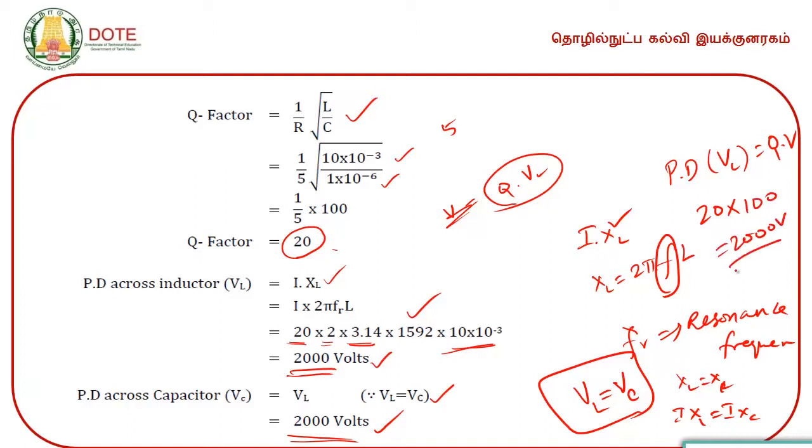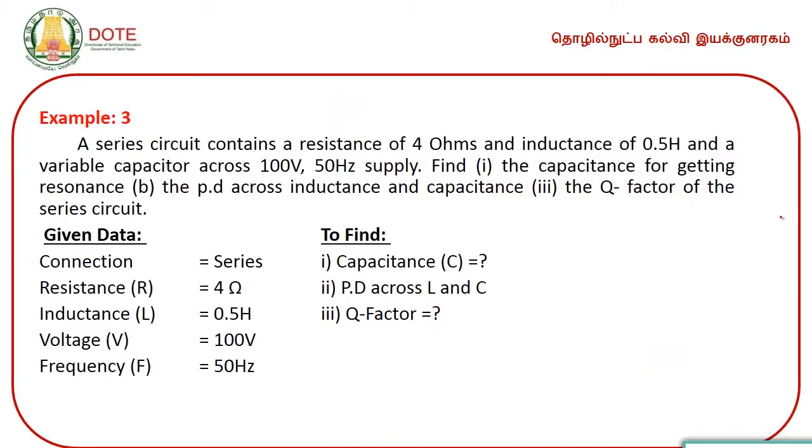So, in this way also you can find out the voltage across the inductor. Similarly, the voltage across the capacitor can also be easily found out by multiplying the selectivity, the Q factor, with the applied voltage. So, 20 times the supply voltage has been magnified. Then we will move on to the next example.